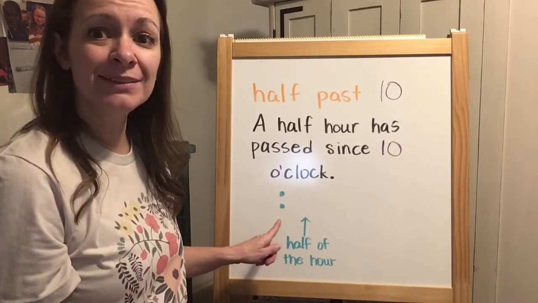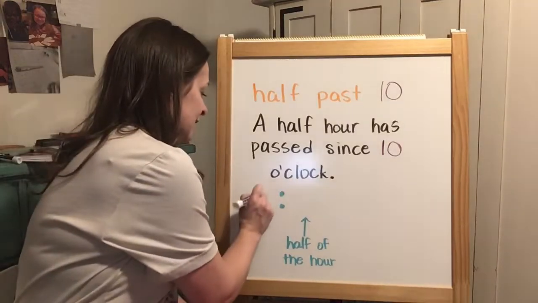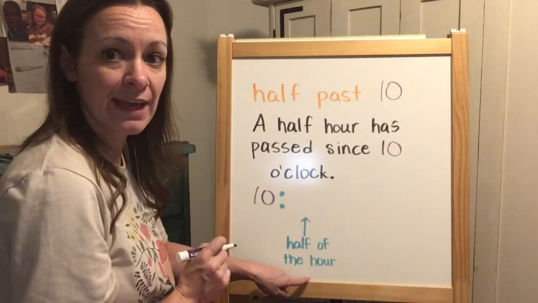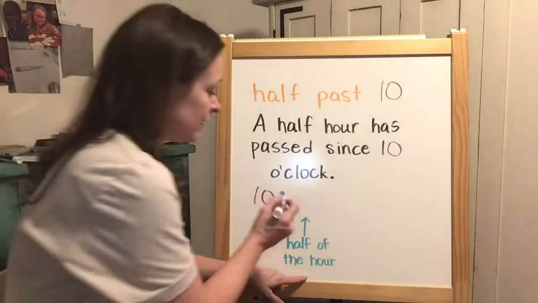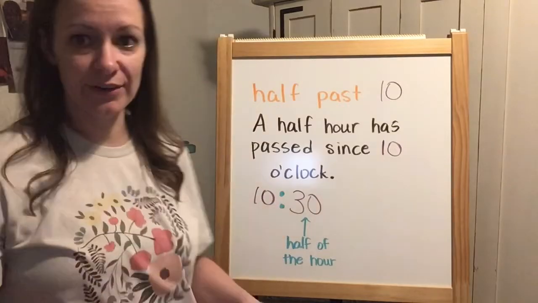How would we write that down? I left our 2 little dots here. It would be 10. And then what was half of the hour? Half of 60 would be 30. So it would be 10:30.